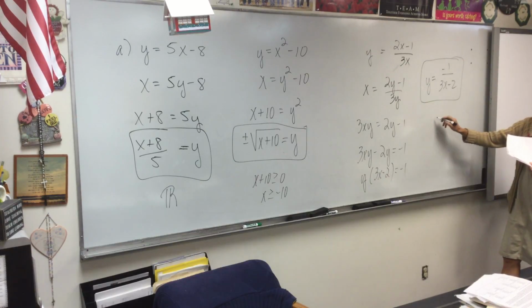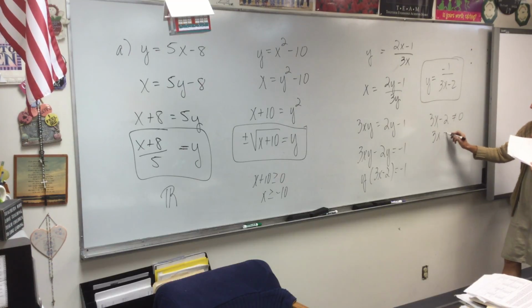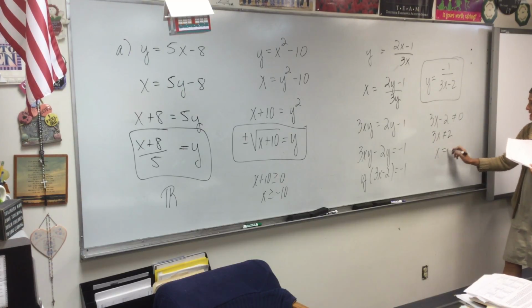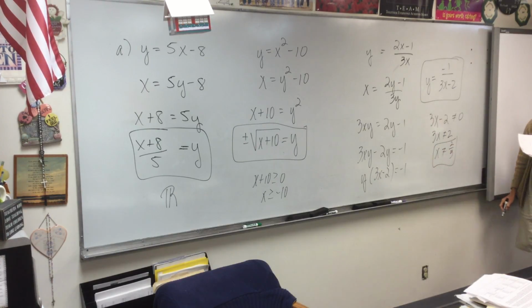And what's my domain? 3x minus 2 cannot be 0. So x cannot be 2/3. That's the domain of your inverse.